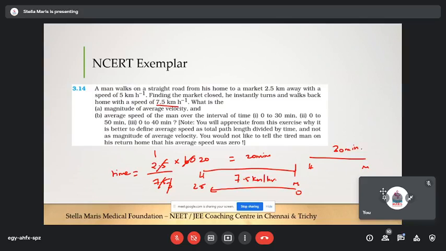So he found that the market was closed, right? Okay. Then immediately he turned back to his home. It took 20 minutes. So the question here is what happened between 0 to 50 minutes. So now you can tell, right? So what will be the average velocity for this motion?